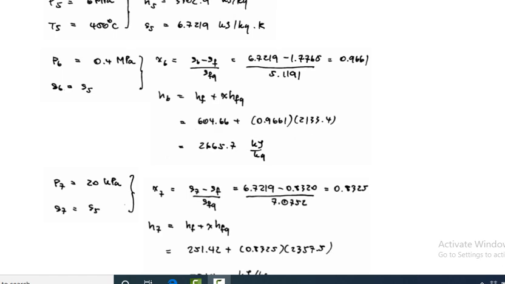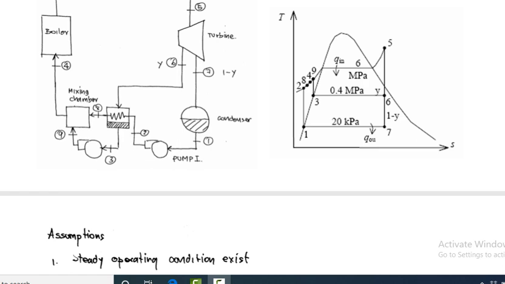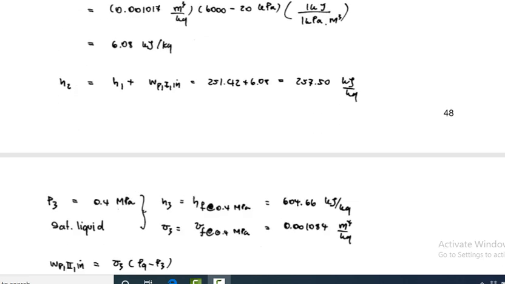Then you have to find H6 equals HF plus X HFG. The same formula is repeated. You put the values and you will get the value 2665.7 kJ per kg. This is H6. You are getting the enthalpy at point 6 and the dryness fraction at point 6. Again go to this diagram. This is point 6, this is 0.4. This is the area from the turbine to the closed feed water heater. In this case, the enthalpy is given and the dryness fraction is given.